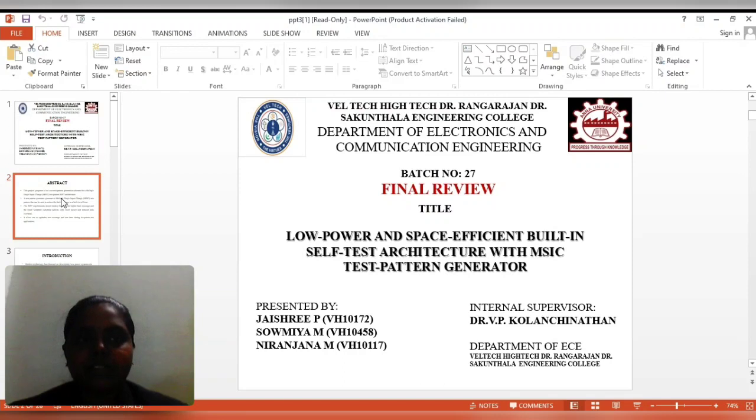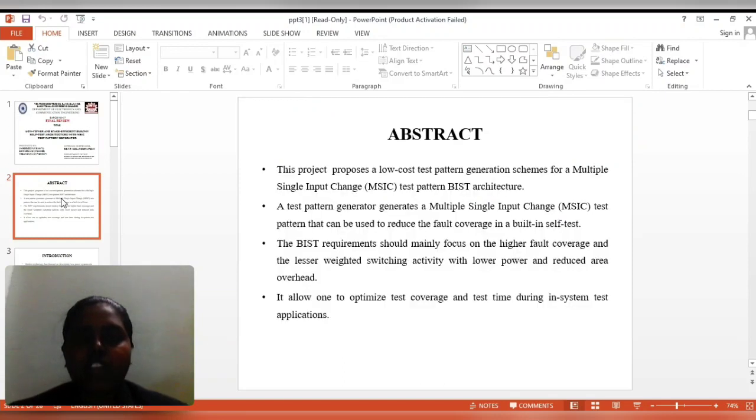Abstract. This project proposes a low-cost test pattern generation scheme for a multiple single-input change test pattern based architecture. It allows one to optimize test coverage and test time during in-system test application. A test pattern generates MSIC input change test patterns that can be used to improve the fault coverage in the built-in self-test.